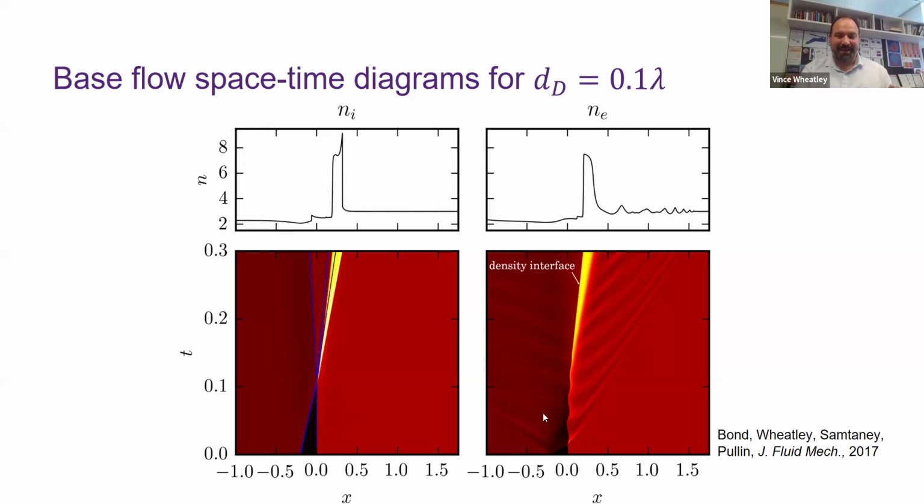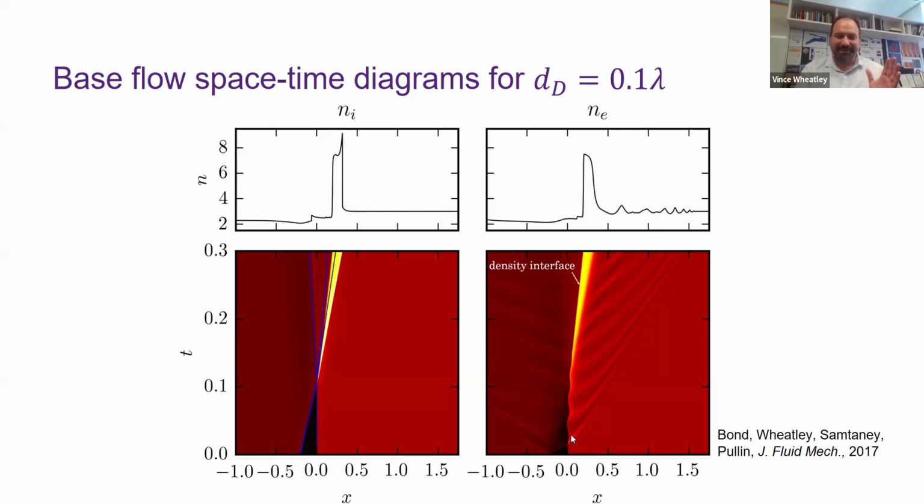In the electrons, we have a much more complex picture. So that general Riemann problem at t equals 0 sends a very fast wave in the electrons that excites the electron interface before that wave decomposes into a dispersive wave packet.